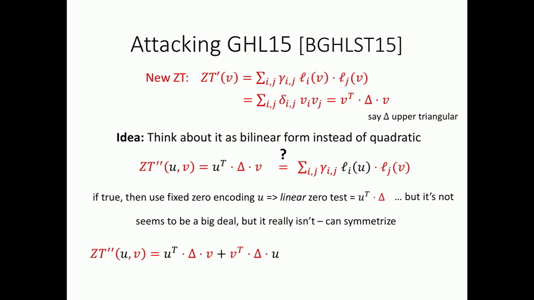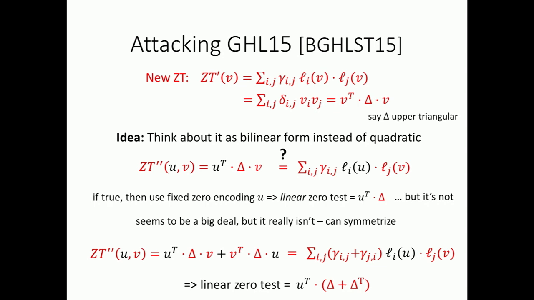So if you take the sum of these things, you get the original thing that you wanted, but also the converse of it. So this will actually allow you to get something very similar to what you wanted. And in particular, if I'm fixing a zero encoding u, then I am going to get a linear function here, which is just u transpose times delta plus delta transpose. So this will allow you to start with a quadratic zero test and bring it down to a linear zero test.